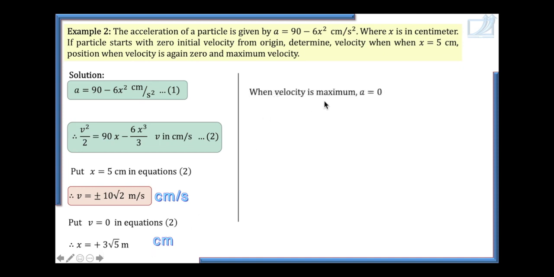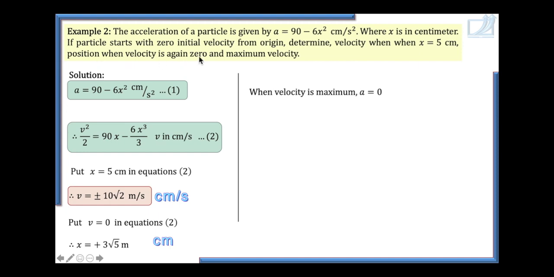Now, what else is asked in the problem? Maximum velocity. Now, this is very important to understand. Acceleration, velocity, position, these are the variables involved in these three equations. If you want to know the instantaneous value of any of these three variables, ask yourself which is that variable whose value at that instant is known. For example, you are asked to find velocity when x is 5 centimeter. So to find velocity, what do you know? x as 5 centimeter. So simply put x as 5 centimeter, you get velocity.